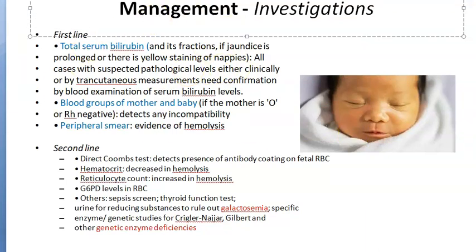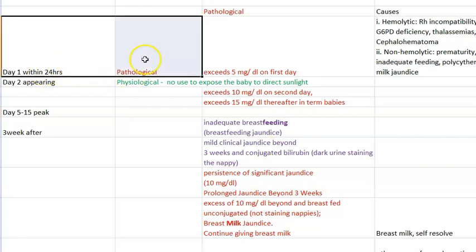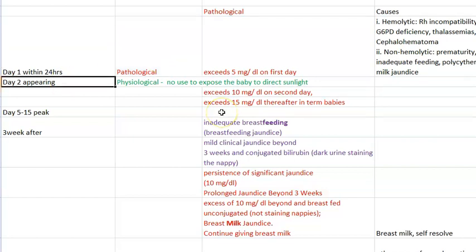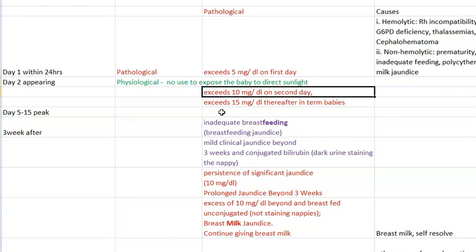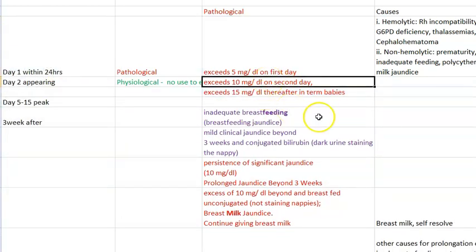Let us look at the table here. Very important. Guys, just look at this, okay? All jaundice we have put here for newborn. On day one, if there is jaundice, it can be pathological. Understood, right? On day two, it is appearing. You have learnt it, it's physiological. Yes, it's physiological. But if on day two it exceeds 10 milligram per deciliter, then it is pathological. On day two also, if it is there, you will think it is physiological, but if it is greater than 10 milligram per deciliter on the second day, it is pathological.